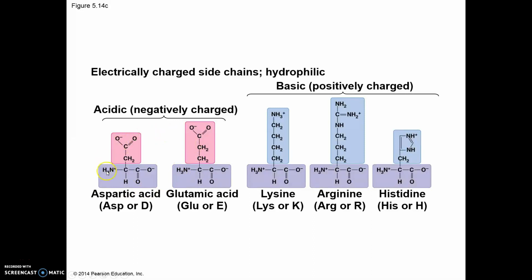For the acidic ones, these all have side chains which have carboxylic acid or carboxyl groups. These can ionize and at physiologic pHs are typically negatively charged because of that. The basic ones include lysine, arginine, and histidine. They all have various amino type groups that are basic in nature, so they can absorb a proton and become positively charged.